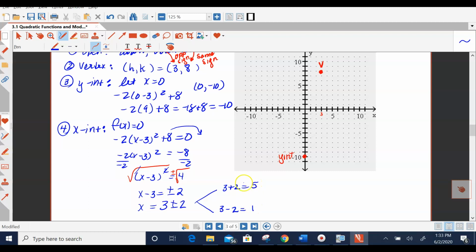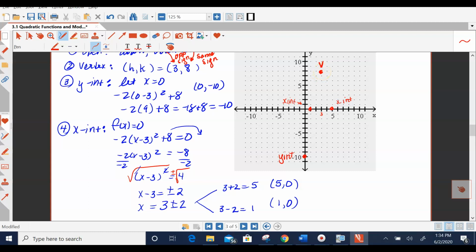So we were finding x-intercepts, and for an x-intercept, the y value is 0. So this would be 5, 0 and 1, 0. Let's see if those make sense. Here is 5, 0, and here is 1, 0. There's an x-intercept there and an x-intercept here.